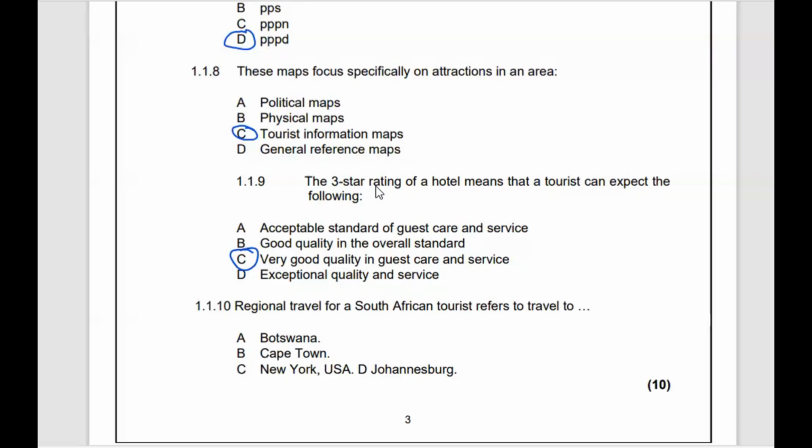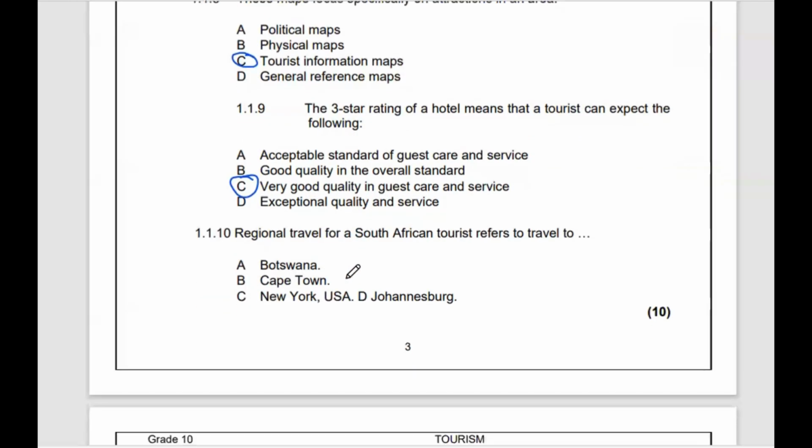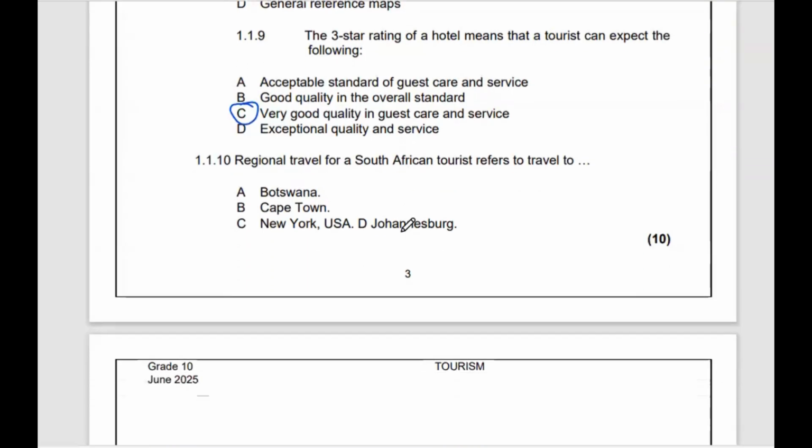Moving on to 1.10, regional travel for a South African tourist refers to travel to. When we are saying a South African is traveling within the region, it simply means that they are going to the neighboring countries which are in the SADC region. For example, Botswana, Lesotho, then we also have the likes of Zambia. So in this case, Botswana will be the correct answer there. So Botswana will be our correct answer.